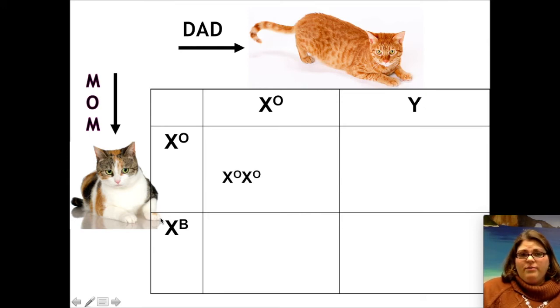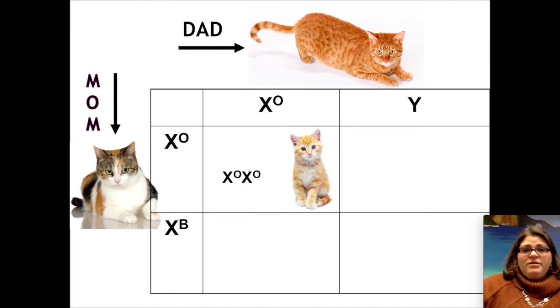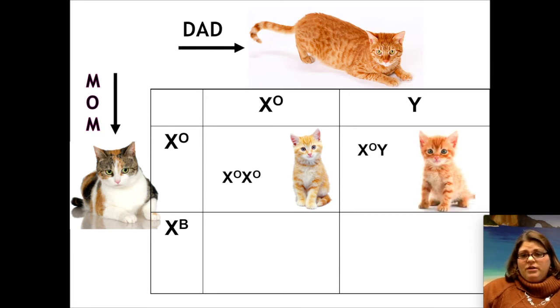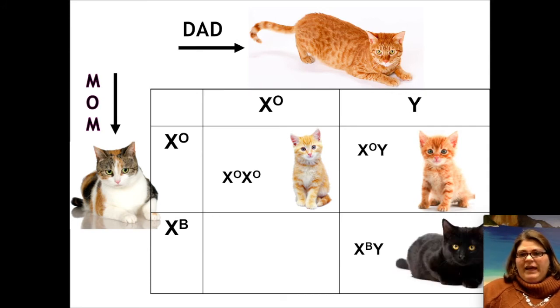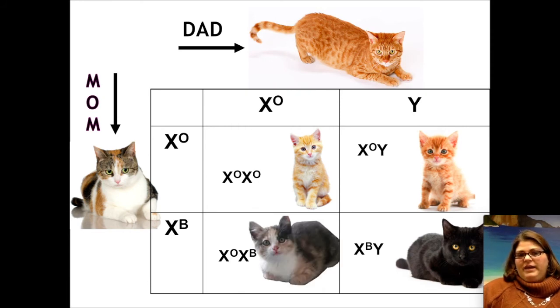When we look at their offspring, this combination results in an orange from dad, an orange from mom, and results in an orange female kitten. This combination is going to get an orange from mom, nothing from dad, and so it's going to result in an orange male kitten. This combination is going to get a black from mom, from over here, nothing from dad, or other color, and it's going to result in, in this case, a black kitten. And finally, they could potentially have a calico daughter. They'd get an orange from dad, a black from mom, and the kitten would be calico.